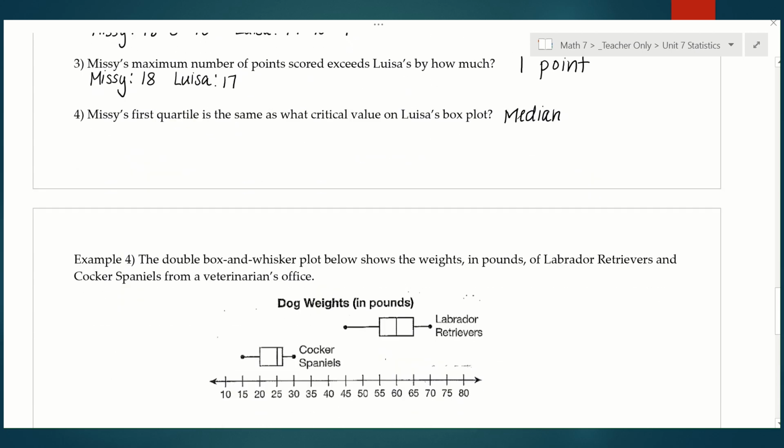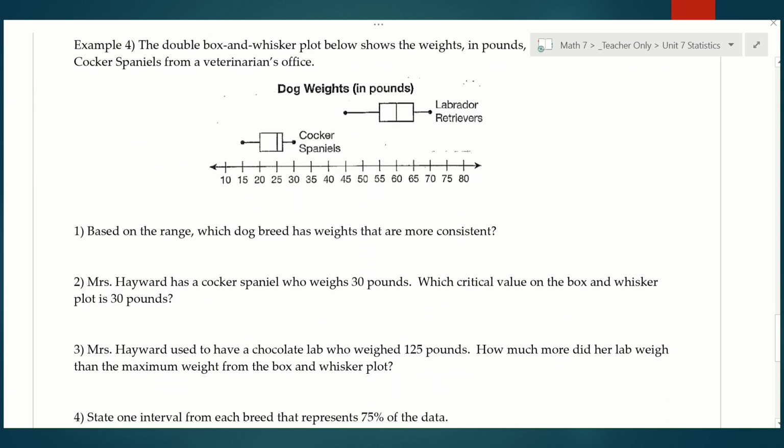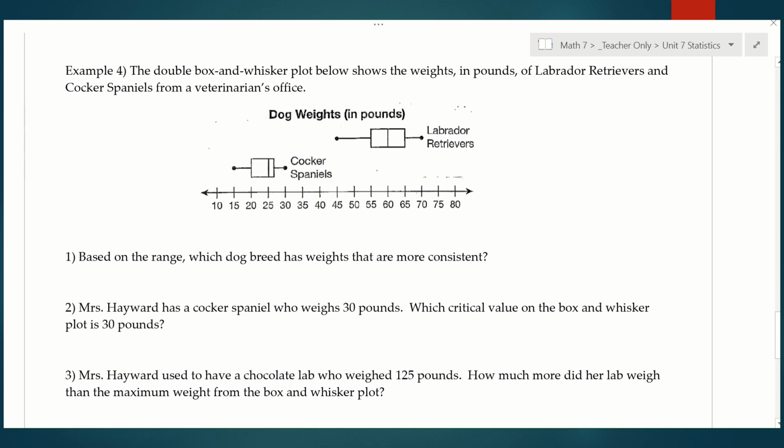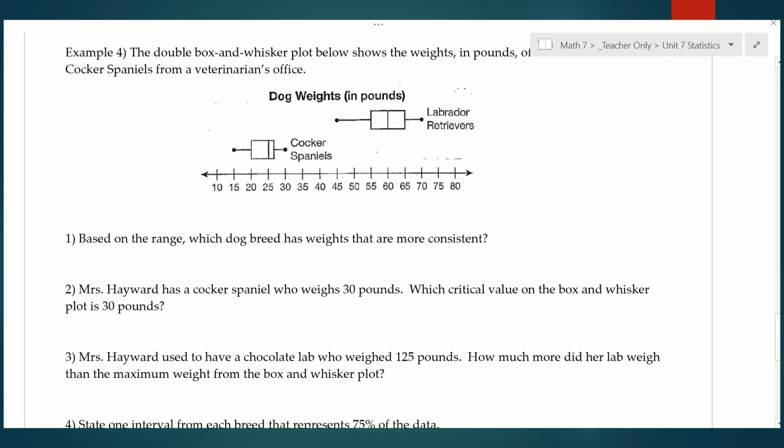All right, we have 2 more examples to go here. Example 4. The double box and whisker plot below shows the weights in pounds of Labrador Retrievers and Cocker Spaniels from a veterinarian's office. So we have the dog's weights in pounds, and then we have our double box and whisker plot. So based on the range, which dog breed has weights that are more consistent?